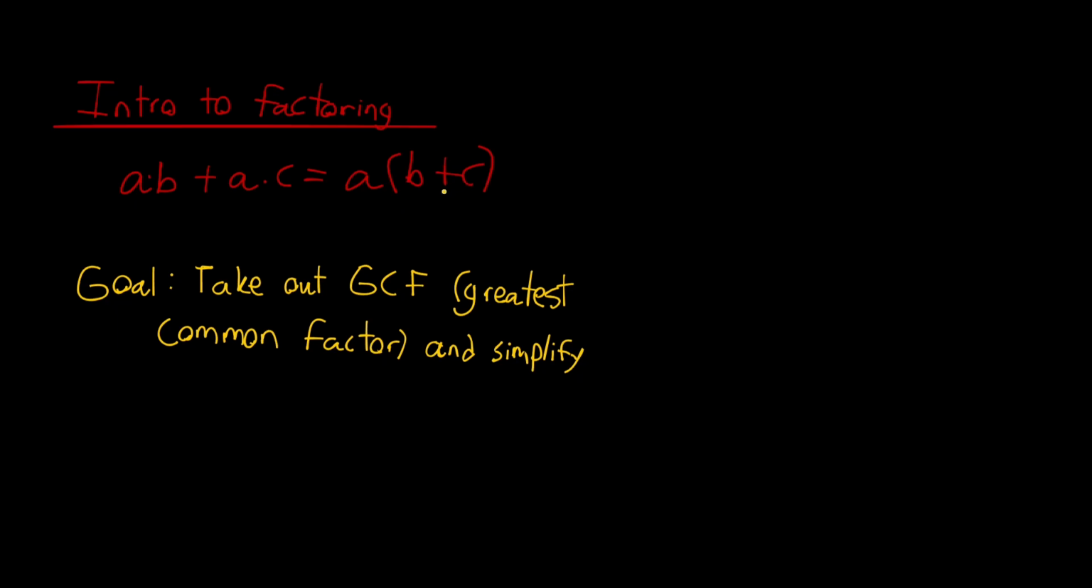Now, provided that you watch my video on the distributive property, you might remember that this is the exact opposite of the distributive property, right? With the distributive property, we were taking a and distributing it to the inside, which would give us the left. Here, we're not after that. We're going from the expanded form into the factored form here. So the goal is going to be to take out what we call the greatest common factor, or GCF, and simplify. I'll show you what I mean in a couple of examples.